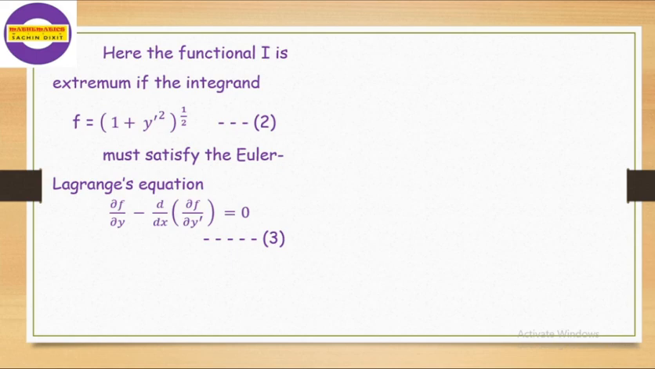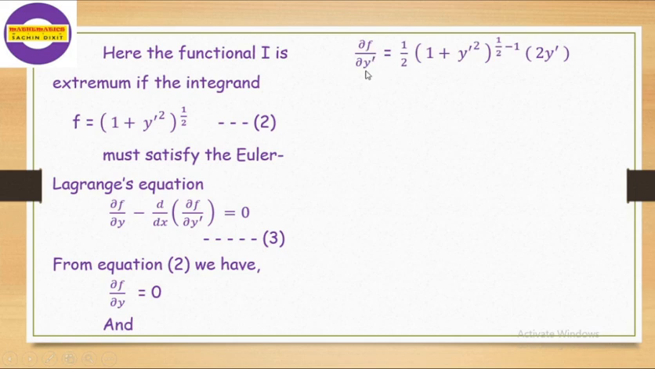Now we have to know the value of f here, that is the functional or integrand of I. From this functional f we can find the values of ∂f/∂y and ∂f/∂y'. From equation 2, there does not exist any term with the element y. Hence the partial derivative of f with respect to y is 0. And ∂f/∂y' means the partial derivative of f with respect to y'.